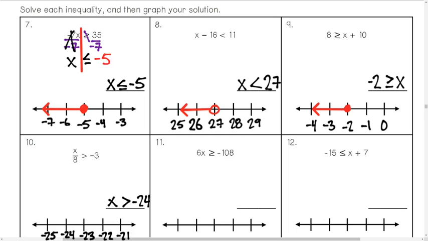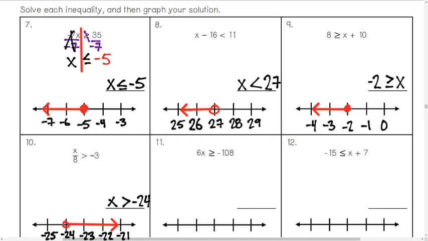So from here, I would take this one, and it says x divided by 8. That means I have to draw my line, keep it organized, and then multiply both sides by 8. That does not flip the inequality because I'm not multiplying this x by a negative. So then I keep that x is greater than negative 24, and that would be an open circle at negative 24, and x is larger or greater than, so it would go to the right.